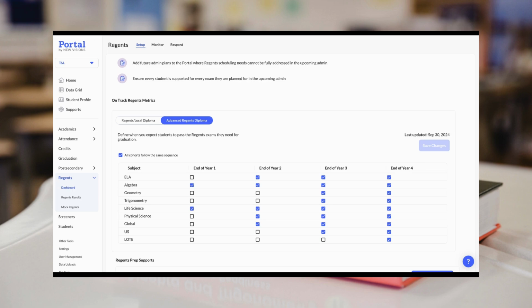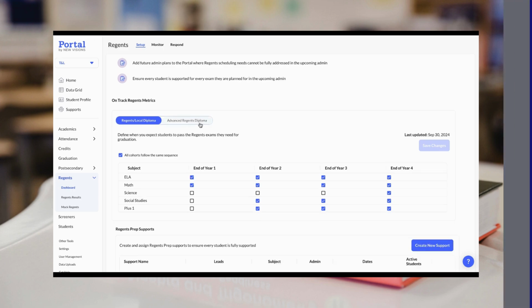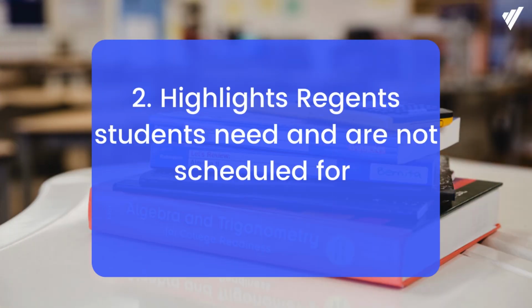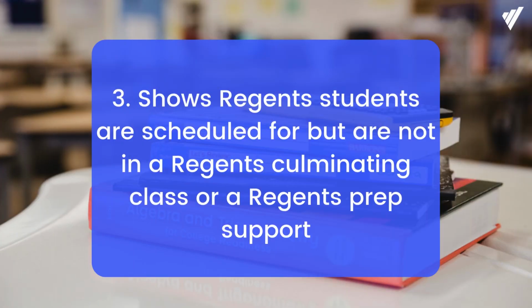Accurately entering your school's Regents metrics into the portal allows schools to: 1. Compare the Regents students have fulfilled versus school expectations. 2. Highlight Regents students need and are not scheduled for. 3. Show Regents students are scheduled for but are not in a Regents culminating class or Regents prep support.